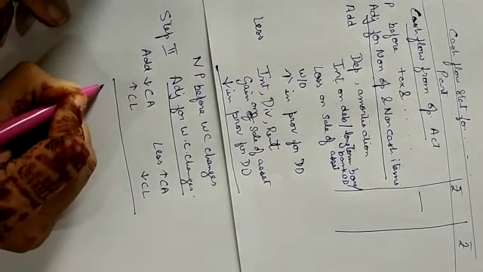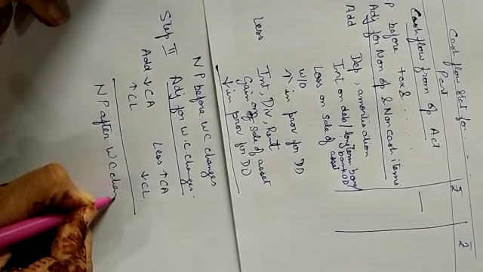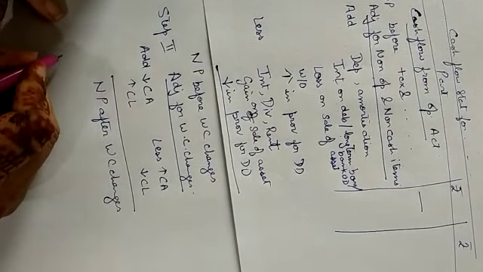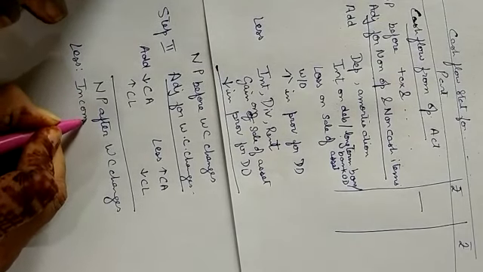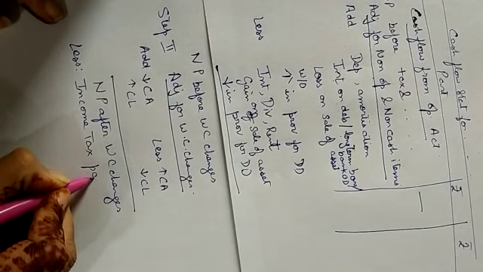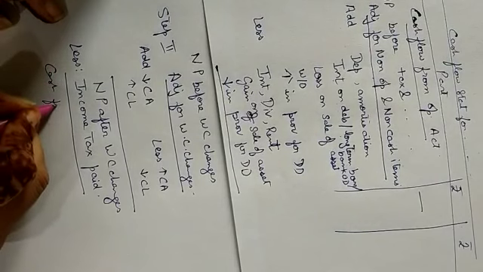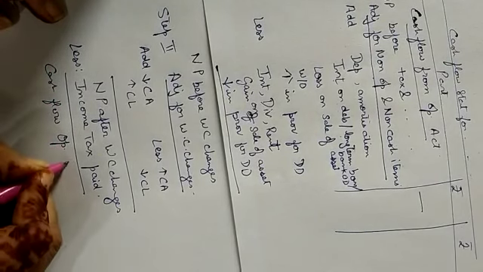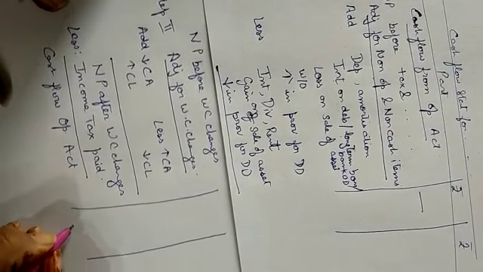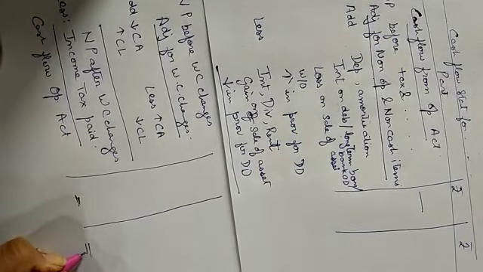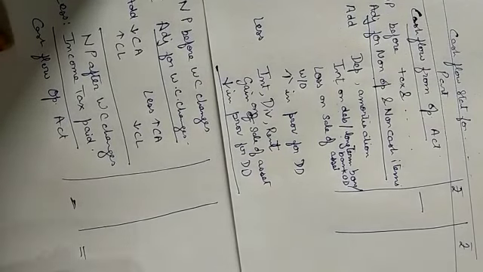This will give you net profit after working capital changes. From this you will deduct income tax paid. This will give you cash flow from operating activity, which you will get here after all the calculations in this column, and you will carry it in the outer column. This is how we get cash flow from operating activity.